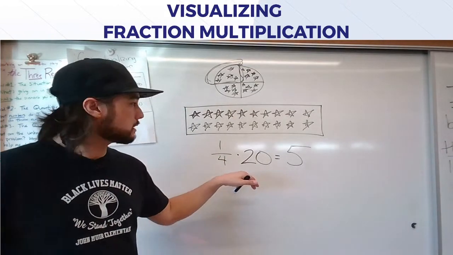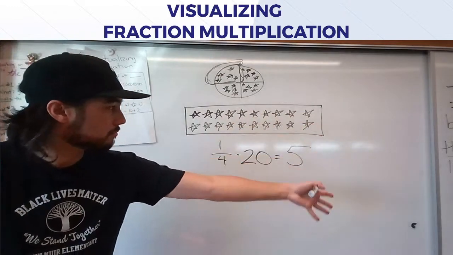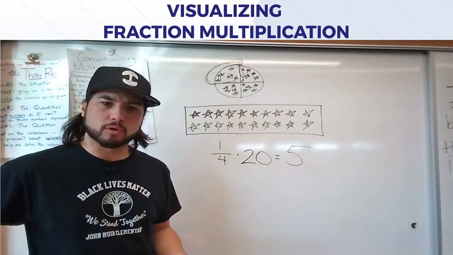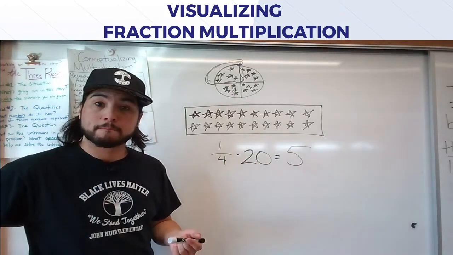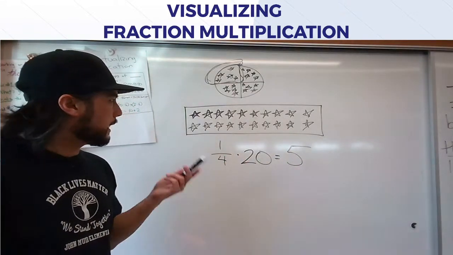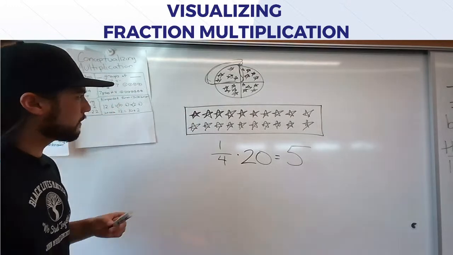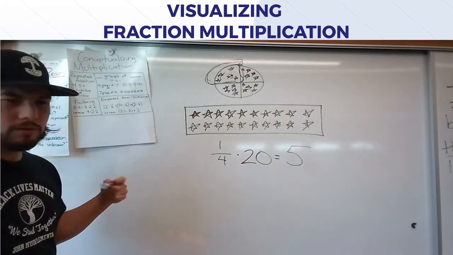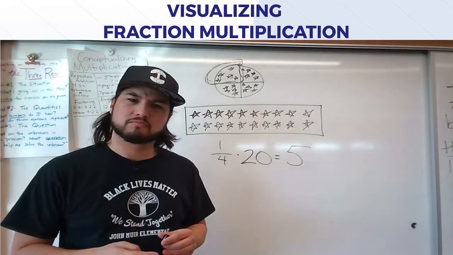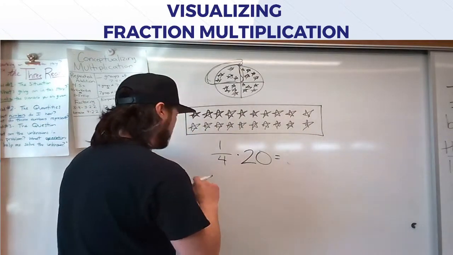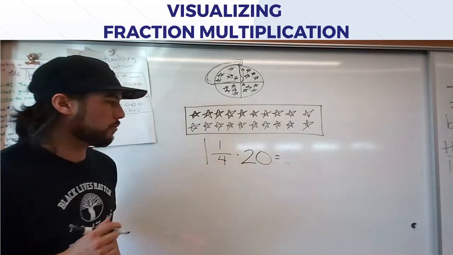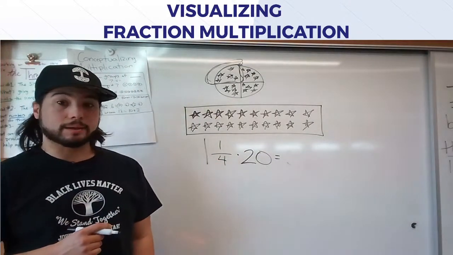Okay, versus making multiple groups by saying 4 times 20 is 20 plus 20 plus 20 plus 20. Okay? And now that I'm thinking about it, we can use this for mixed numbers too, couldn't we? What if we had something like this? We had 1 1/4 times 20.